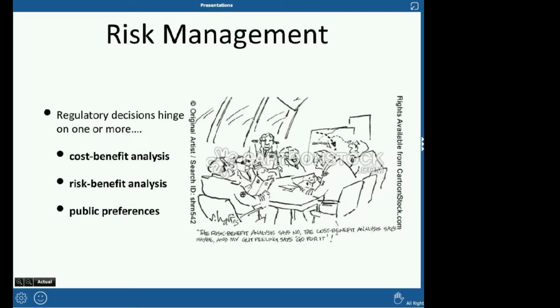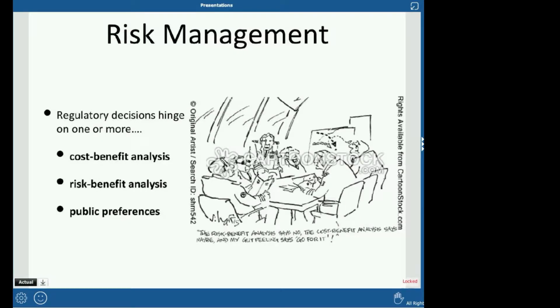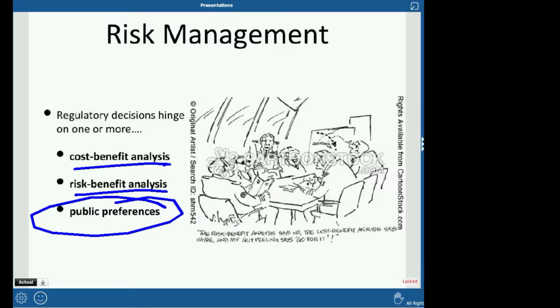And then all these regulatory decisions tend to hinge on a few of these things. What's interesting is there's that cost benefit analysis, which you would think would happen in a risk benefit analysis, but also public preference. And so what the public thinks is also very important for these sorts of things. A lot of times the perceived risk is a lot higher than the actual risk, and so they tend to regulate things like that.